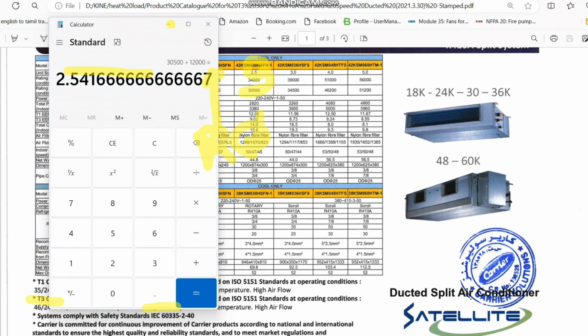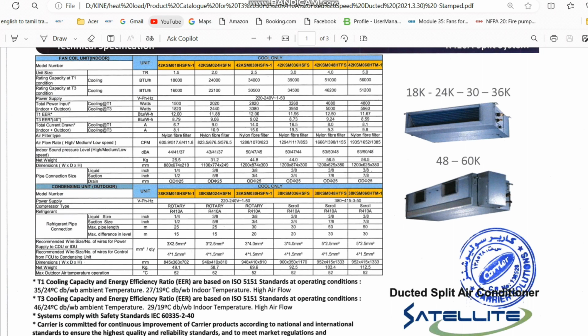So when it comes to the next one, like 24 degrees Celsius or 23 degrees Celsius indoor condition, surely this capacity will go low. Instead of 30,500, it will be slightly low. We cannot expect too much reduction when going from 29 to 24 degrees Celsius, but there will be some small reduction. I hope that will not affect much, because we are already in the very safe limit. Okay, 2.5 ton and 30,500.